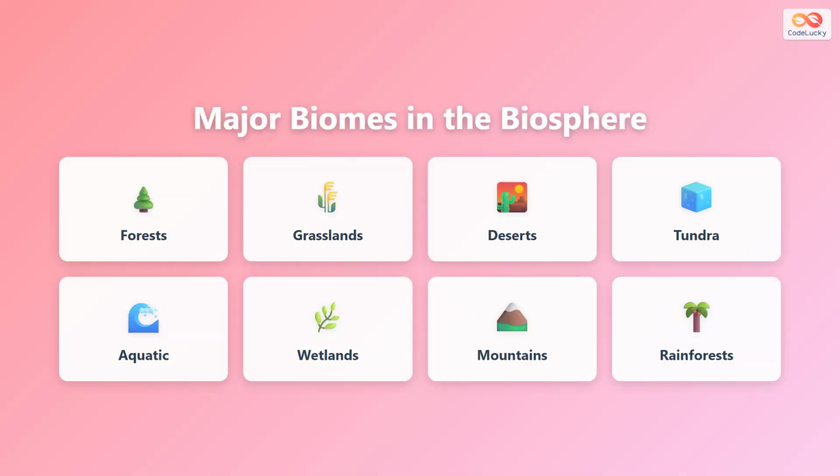The biosphere is divided into major biomes, which are large regions characterized by specific climate conditions and types of organisms. These include forests with dense tree cover, grasslands dominated by grasses, deserts with minimal rainfall, and tundra regions with frozen ground. We also have aquatic biomes in water bodies, wetlands with waterlogged soil, mountain regions with varying altitudes, and rainforests with high biodiversity and rainfall. Each biome supports unique communities of organisms adapted to its specific conditions.